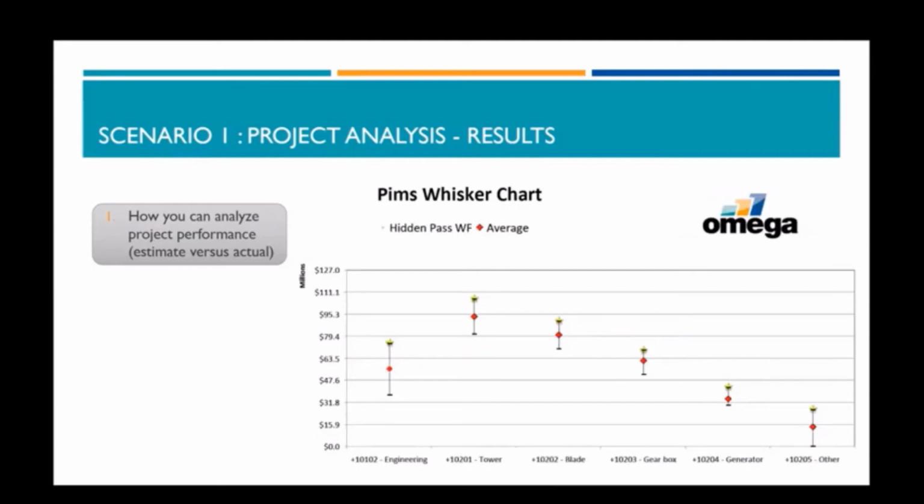Now the whisker report is showing something unusual. In the major equipment categories, the engineering, tower, blade, etc., the Hidden Pass project values were at the top of the range on every single one. Now that's not something I would have expected to see. And because it relates to actuals, I'm going to request some further analysis from Natalia later. Now these 2 reports have given me a good overview of the Hidden Pass project compared to our other completed projects.